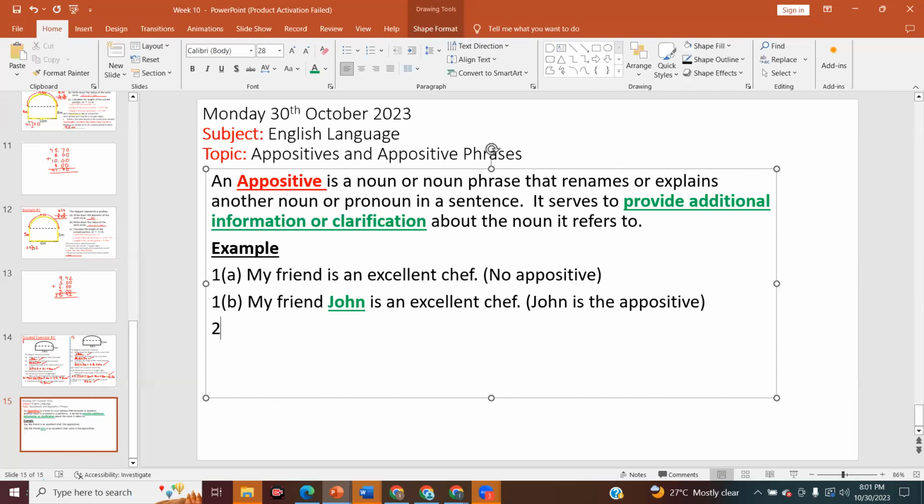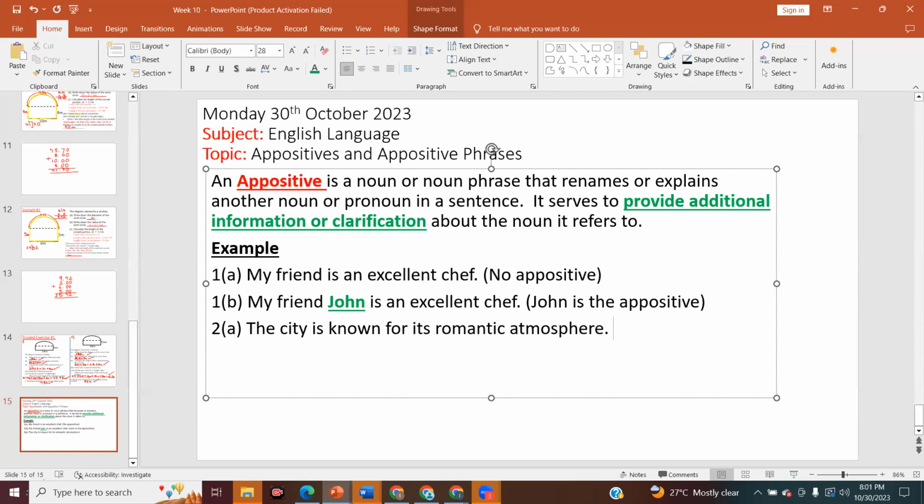So let's use another one. So let's say the city is known for its romantic atmosphere.